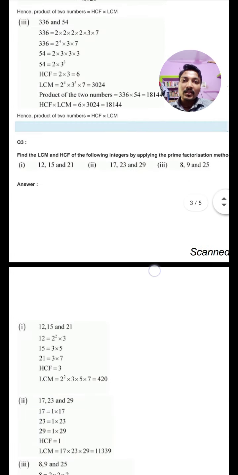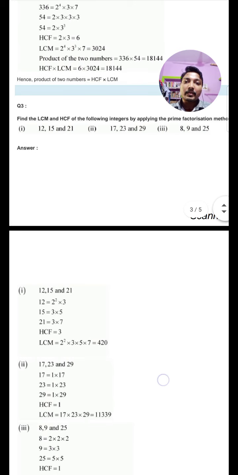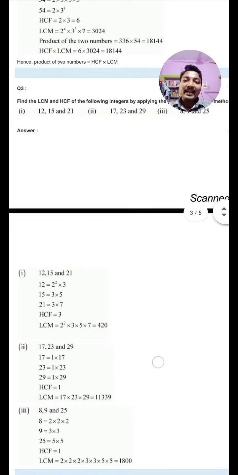So now we will discuss question number 3. In the previous case we got the LCM and HCF of only two numbers, but in question number 3 it is given to find the LCM and HCF of three numbers by using prime factorization. Prime factorization is also using the fundamental theorem of arithmetic. So the first number is 12. Everyone knows one can factorize it as 2 into 2 into 3. Instead of writing 2 into 2 into 3, here I have written it as 2 square into 3.